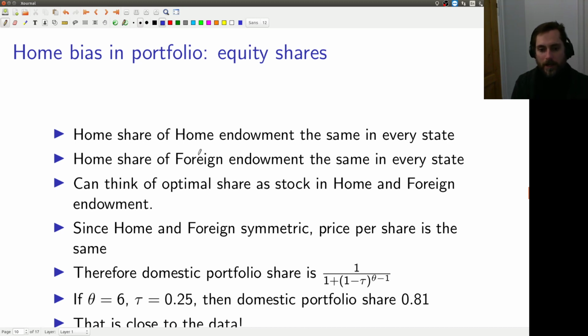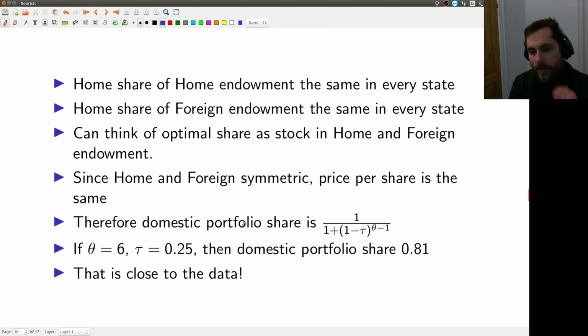Okay. So I've written here, you can think of this optimal share as a stock in the home and the foreign endowment. Moreover, since home and foreign are symmetric, the price per share, remember these are world prices, right? We're facing these, it's not a different price for home and a different price for foreign. These shares are traded with no trade costs. There's no cost of trading portfolios. So the price is the same in the two countries. Moreover, since the two countries are symmetric, the price has to be the same. Okay. So therefore, I write, the domestic portfolio share is this expression here.